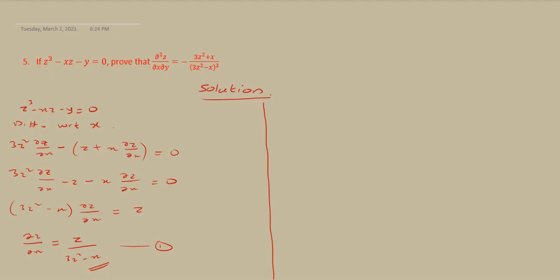Now, differentiate with respect to y. Let us see what we are going to obtain. This will still become 3z squared, but now it will become dz/dy. Now, this x is a constant, so I'll just be left with minus x dz/dy. If you differentiate z, the answer is 1, 1 times x, x. But whenever you differentiate z, you will have to put dz/dy. Differentiate y, the answer is 1, so it's equal to 1.